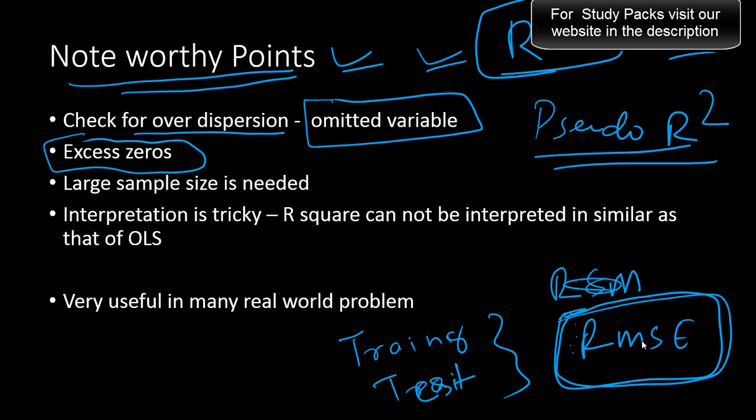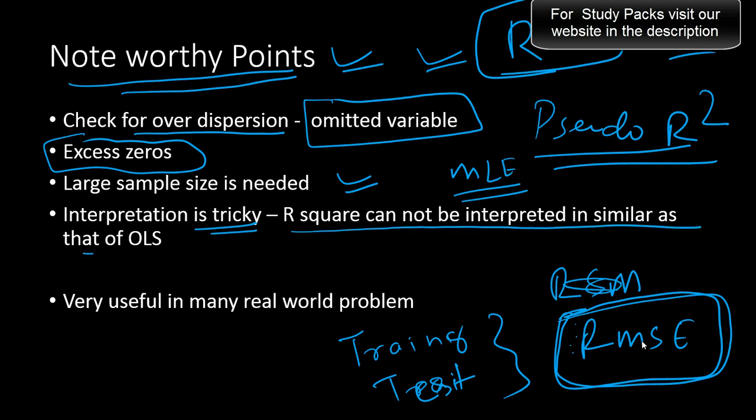You always need a large sample size because the estimation that you are doing is MLE, maximum likelihood estimation, and for that you need a large sample size. The interpretation is very tricky, as you have already seen. Both interpreting your estimates and interpreting the pseudo R square is different from what we normally do in a multiple linear regression. So be careful about that. And remember one thing: the R square cannot be interpreted in a similar way as you do in an ordinary least square multiple linear regression.